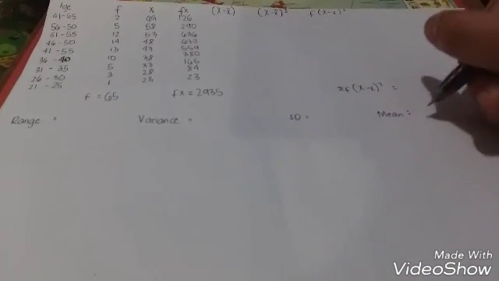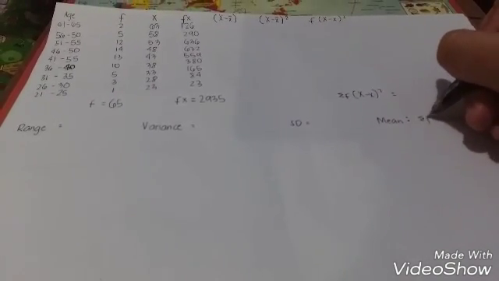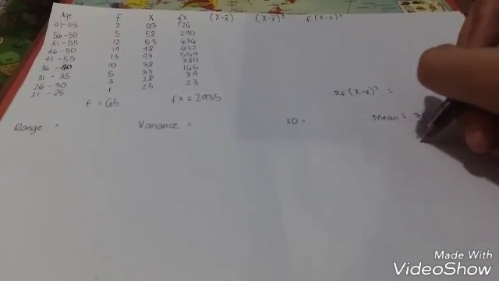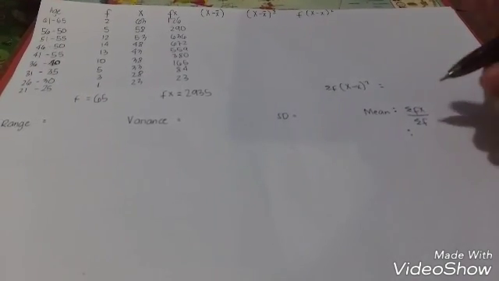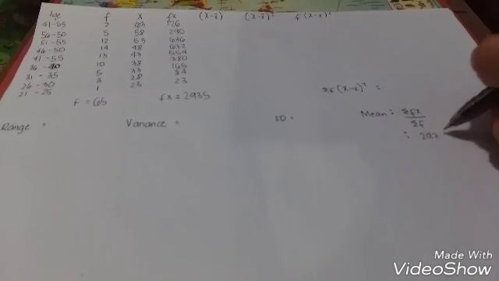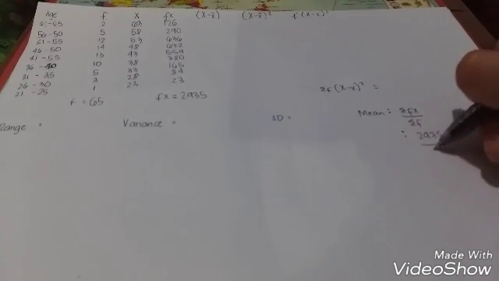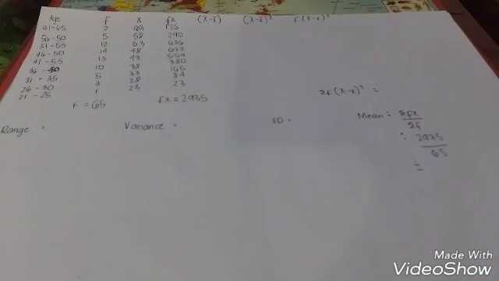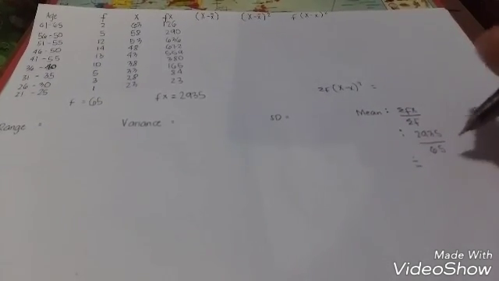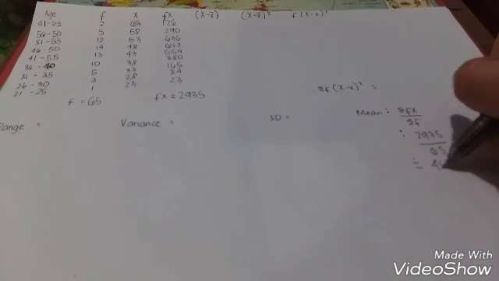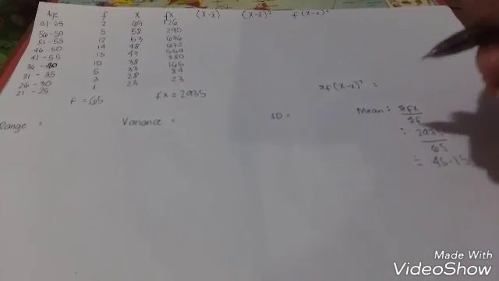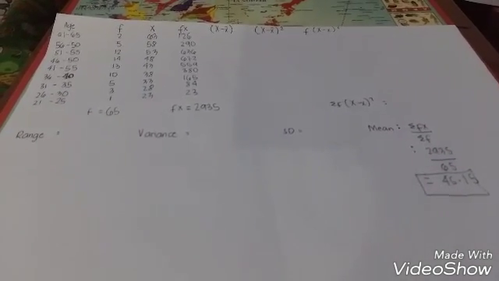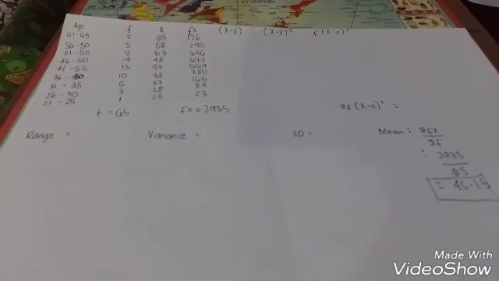So the formula of mean is summation of f of x divided by summation of f. So 2,935 divided by 65 is equal to 45.15. So that's the mean. Now we can get the class mark minus mean column.